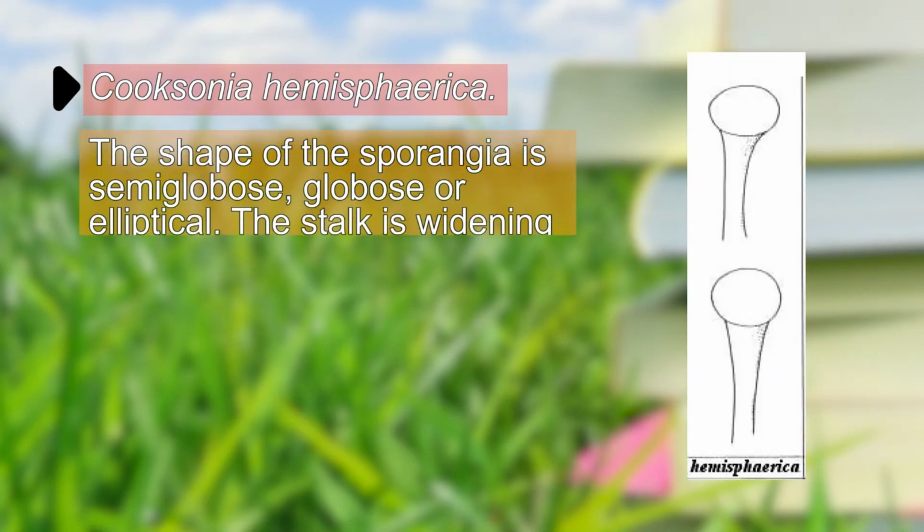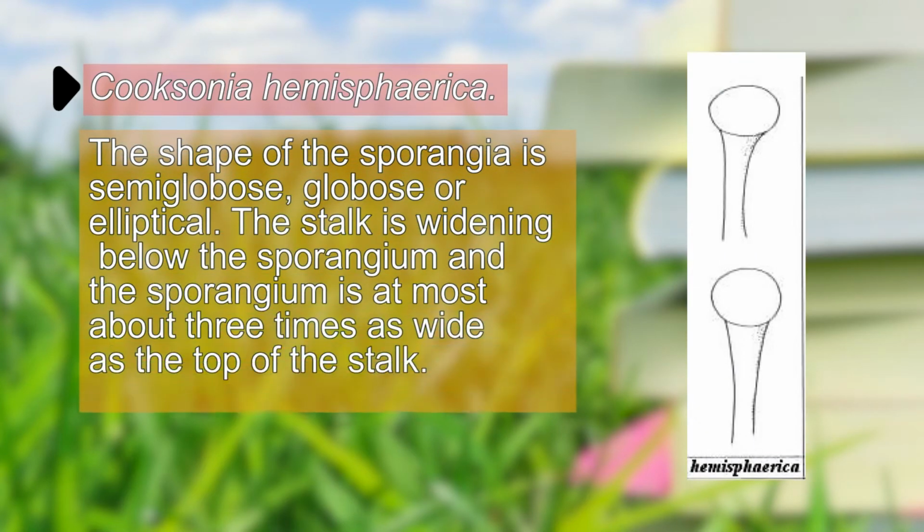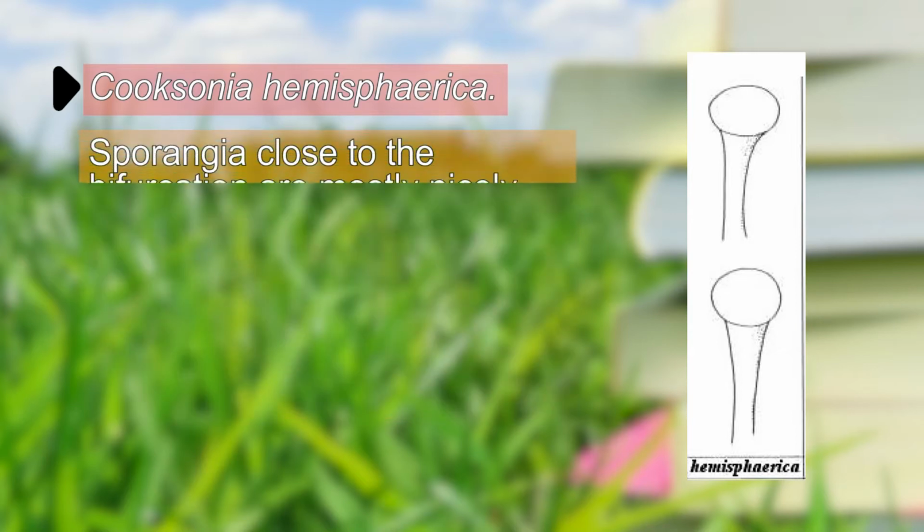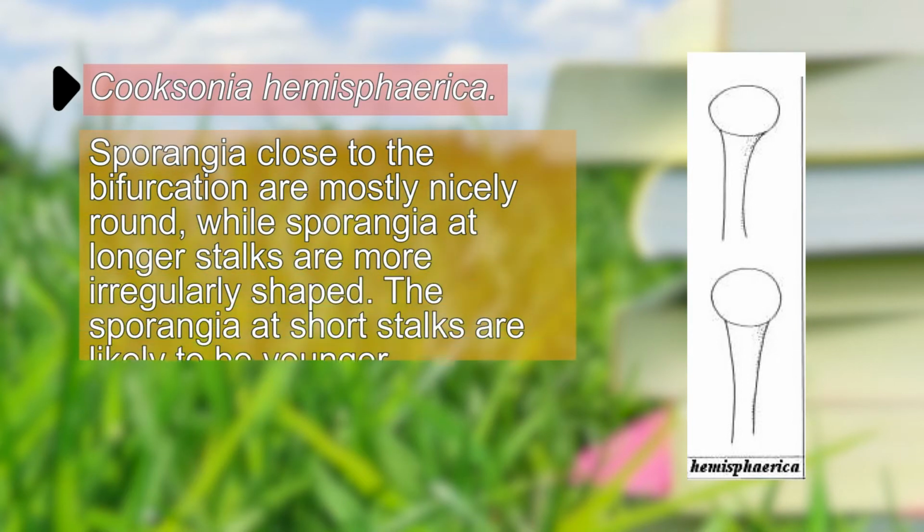Then we come to Cooksonia hemisphaerica. The shape of the sporangia is semi-globose, globose or elliptical. The stalk is wide below the sporangium and the sporangium is at most about 3 times as wide as the top of the stalk. Sporangia close to the bifurcation are mostly nicely round, while sporangia on longer stalks are more irregularly shaped.